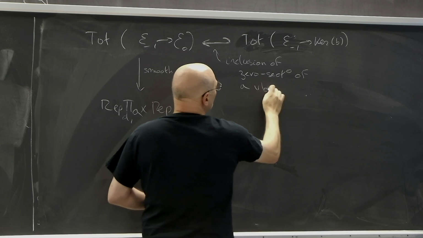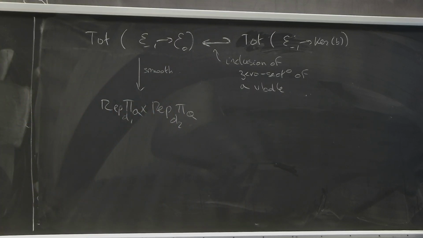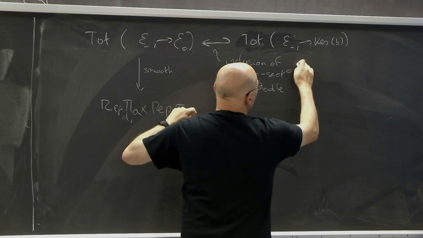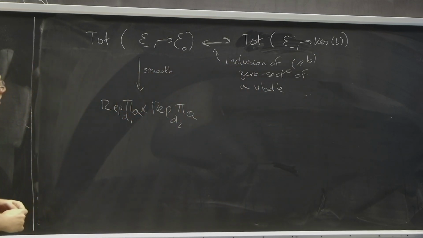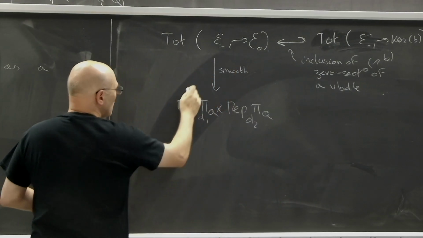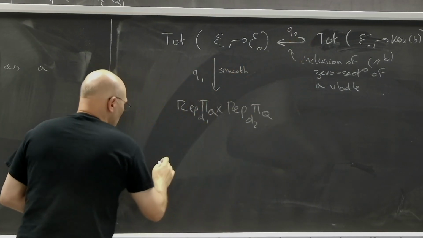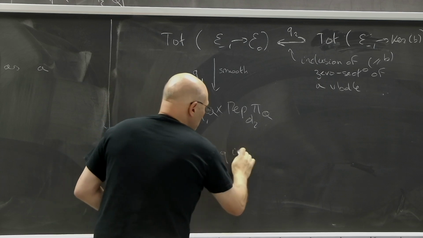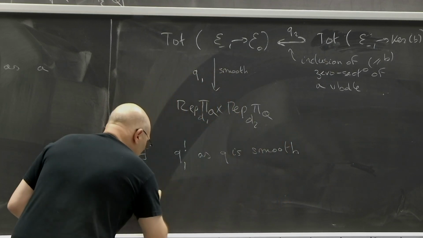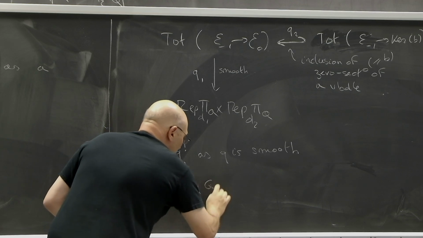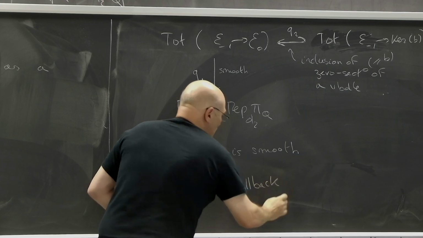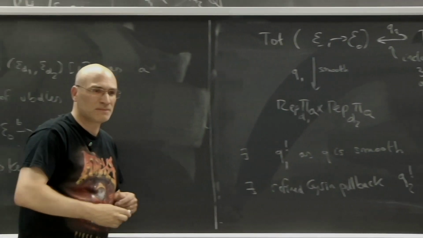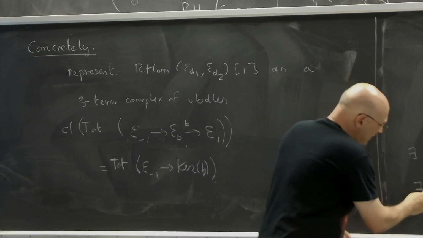A zero section of a vector bundle. The vector bundle is simply the pullback over this space of E minus 1, which has a section given by B. So for the first one, let's say this is Q1, let's say Q2. There exists a pullback Q1 because Q1 is smooth, and there exists a refined Gysin pullback, let's say Q2 shriek, because it is the inclusion of the zero section of a vector bundle. You can find this in Fulton's intersection theory.